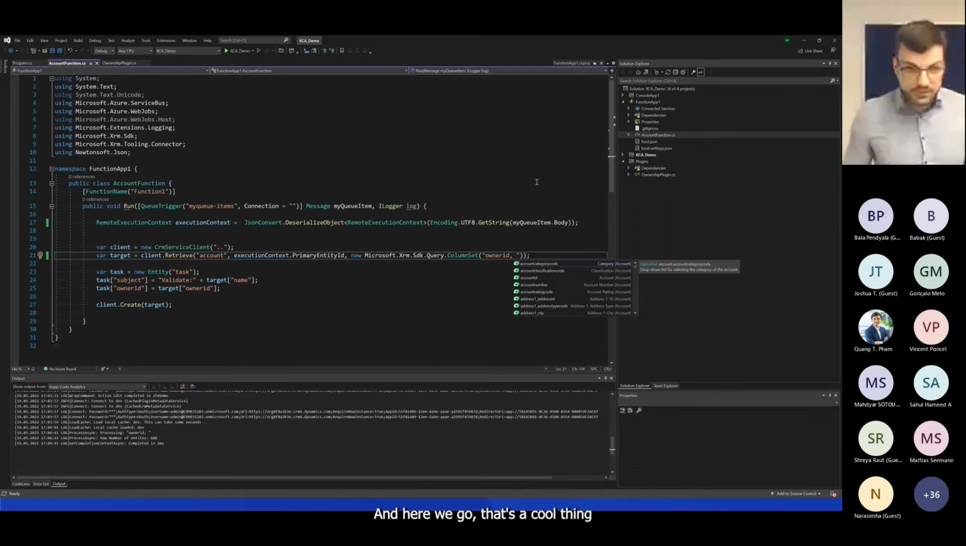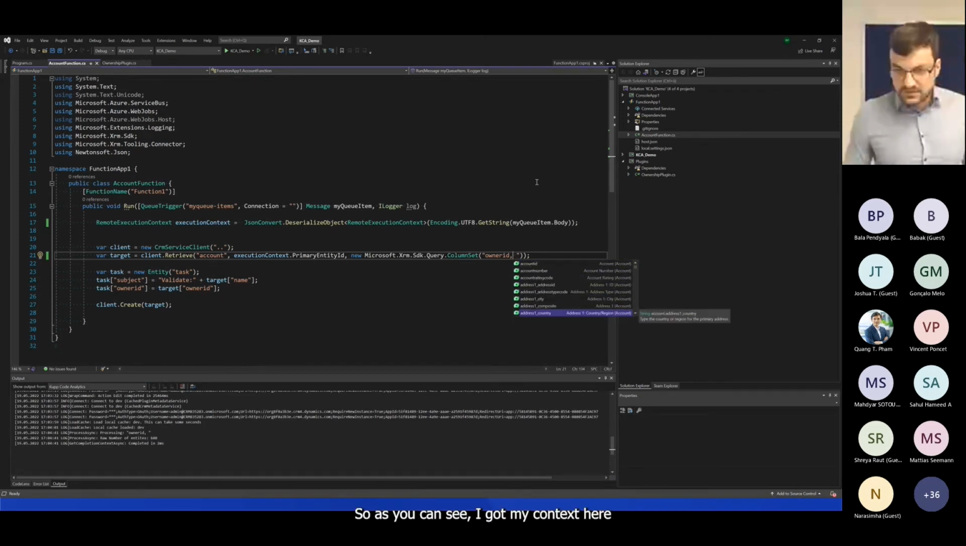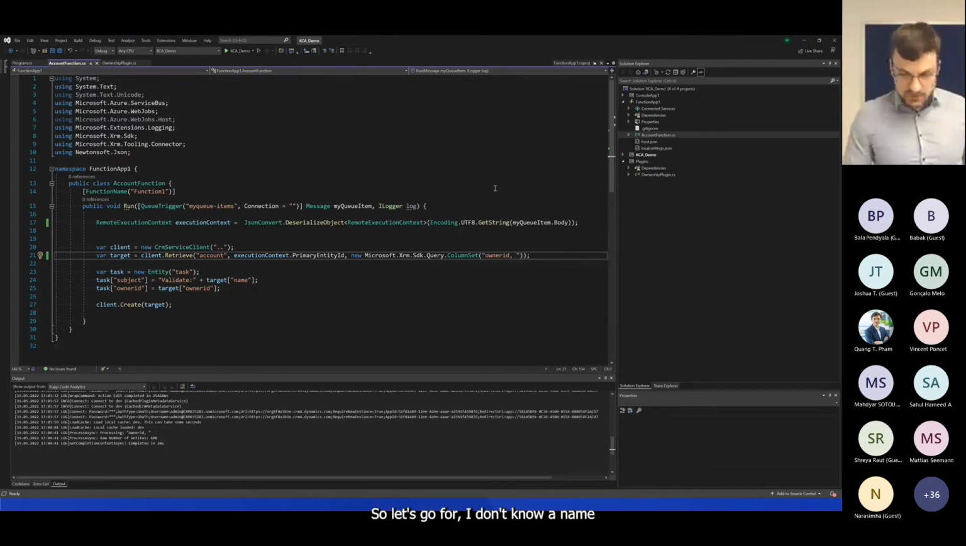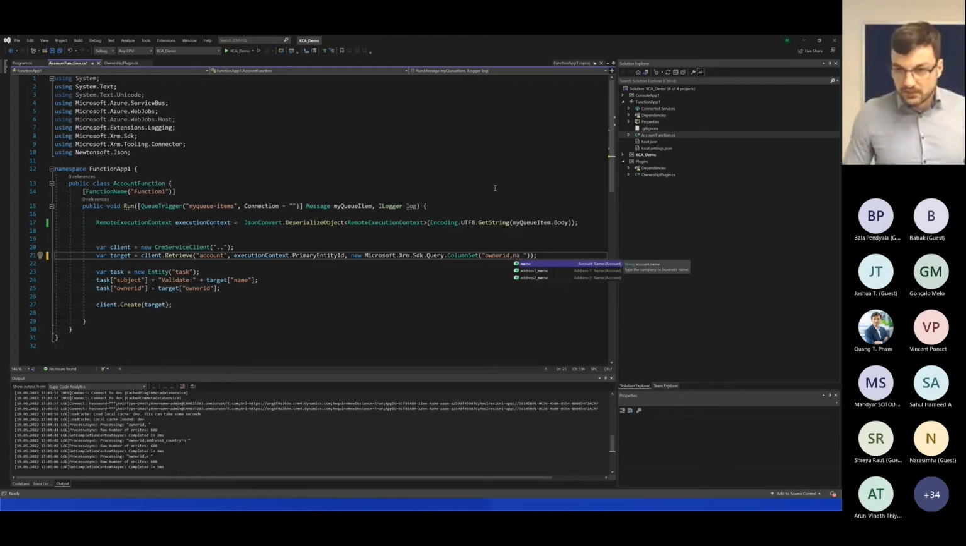And here we go. That's a cool thing. As you can see, I got my context here because I only see stuff from the account, because I'm retrieving an account. So the only useful or meaningful attributes are here, and this is basically all I need to know. So let's go for, I don't know, name. It's selected. Name of an account. And by the way, of course, I got the type here. So this is quite useful if you're not sure whether it's an entity or something else, option set, whatever, also descriptions, things like that. But as I said, this is just the basic things.